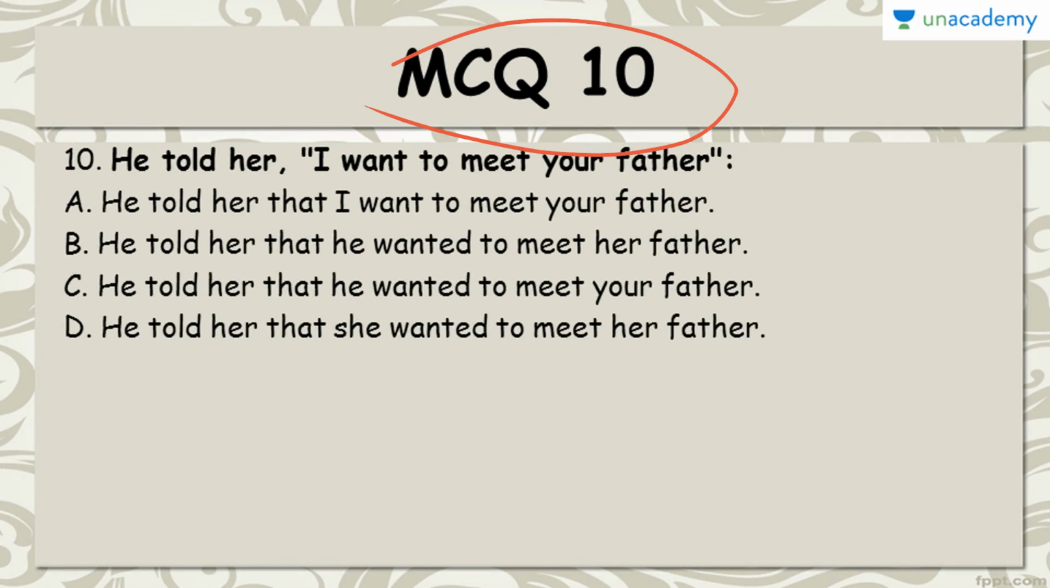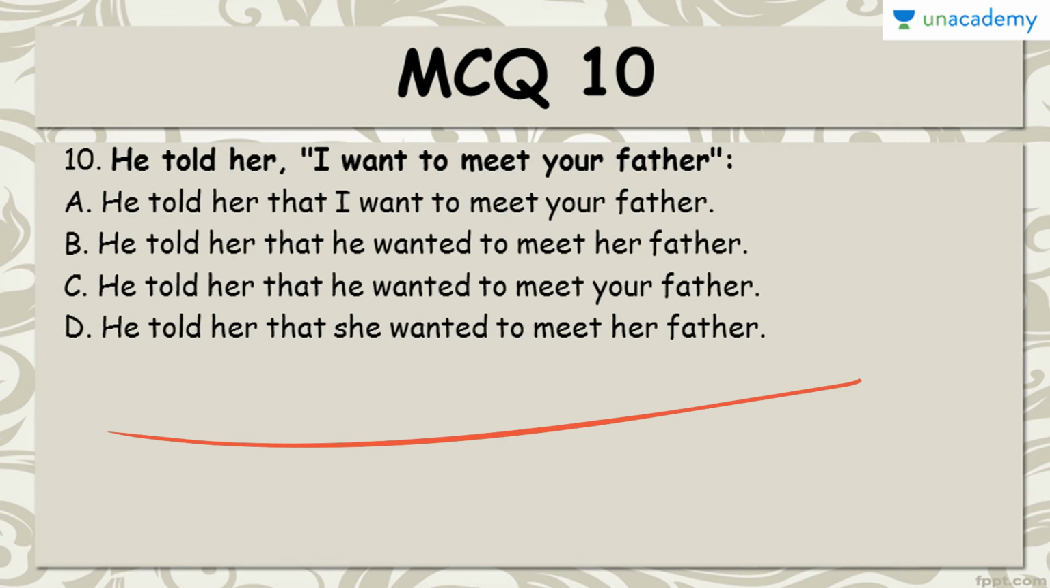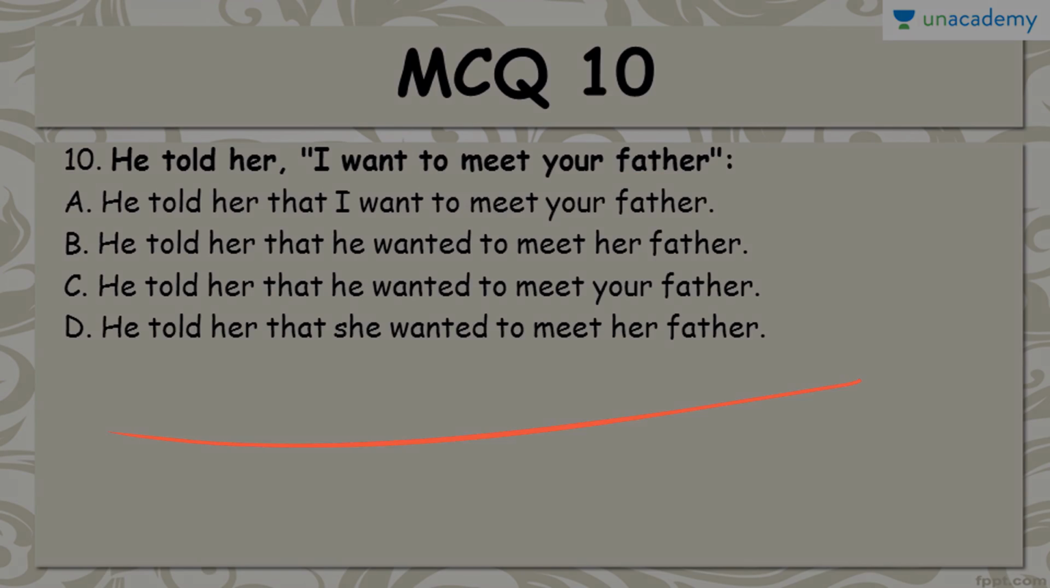MCQ 10, find the indirect voice. He told her, I want to meet your father. Any of these four options might be the indirect form of the sentence. Find it out and mark it as your correct answer. So the correct answer to this MCQ is option B.